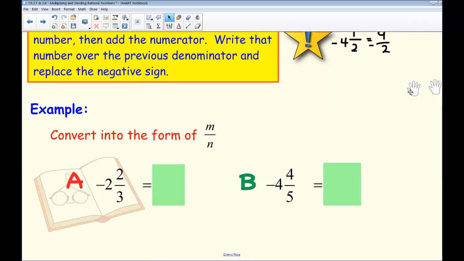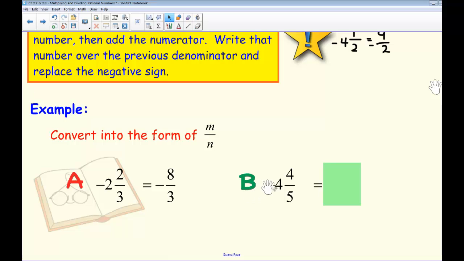Okay, so if I borrow my hand from before and cover up the negative sign, like so, I multiply the 3 by this 2 here, that gives me 6. Add the numerator, that's 8. So 8 over 3. Don't forget, I've got to remove my hand here, so I've got to put the negative sign back, and therefore I have negative 8 over 3.